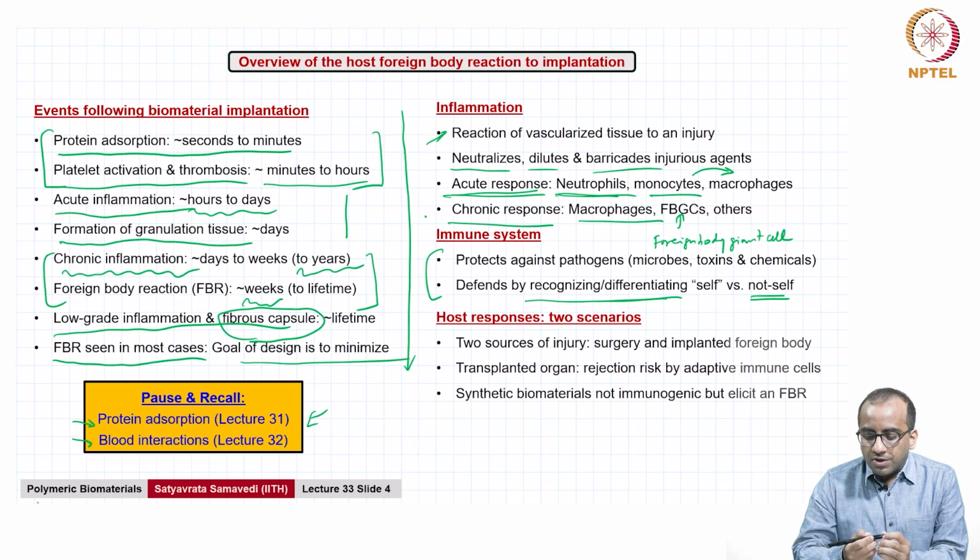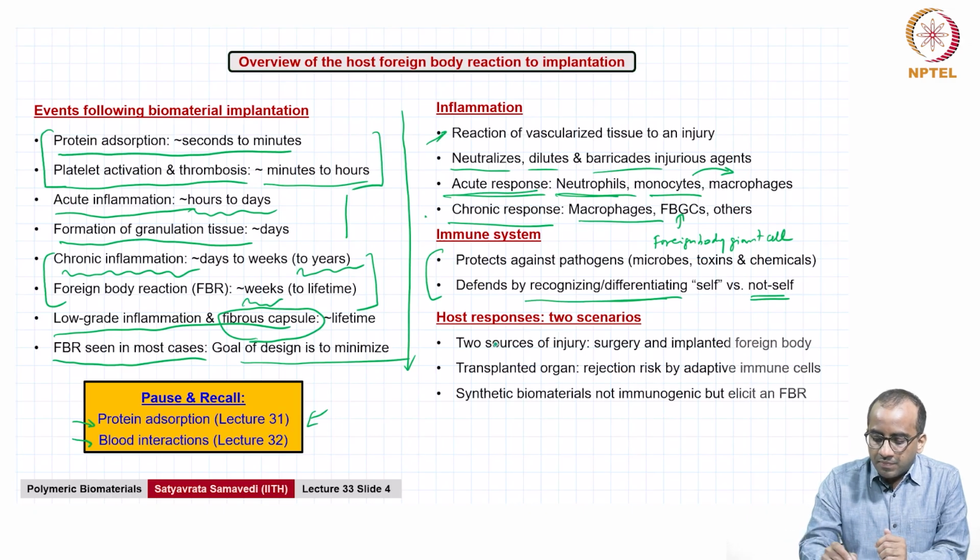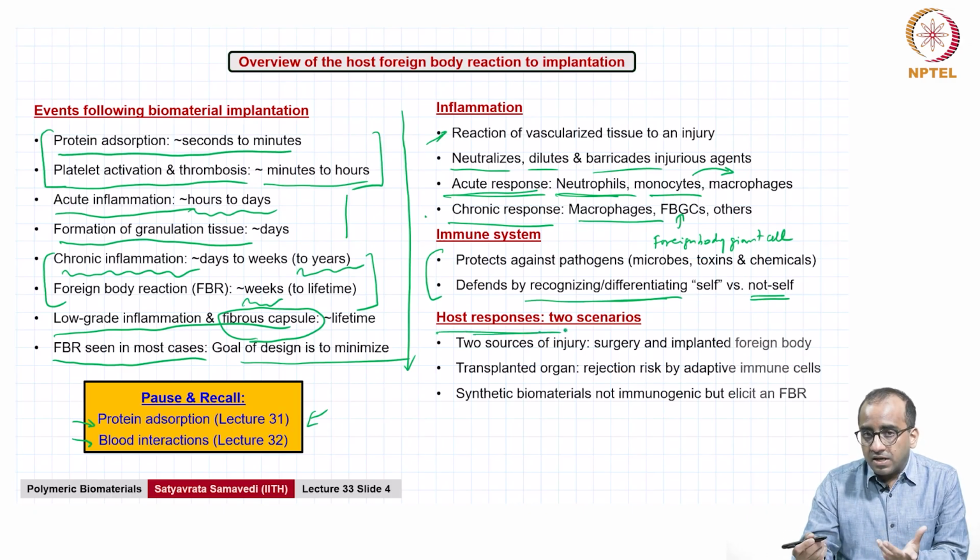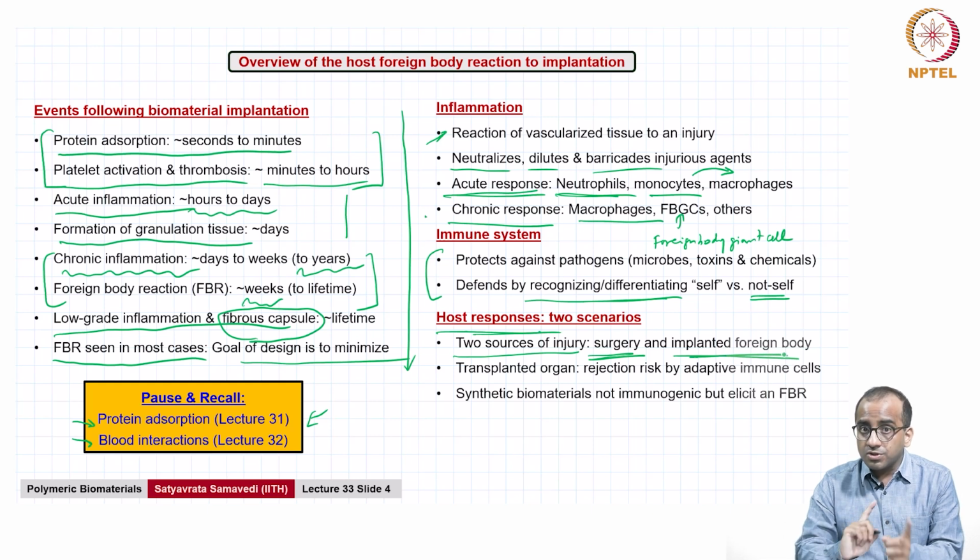Now, as far as biomaterial implantation is concerned, the host response typically can involve two scenarios. Firstly, we note that there are two distinct sources of injury, at least occurring in biomaterial implantation. One is the injury occurring due to the surgery itself, the incision and the trauma from surgery itself. Second is the injury occurring from the implanted foreign body. So the host is going to respond to both of them.